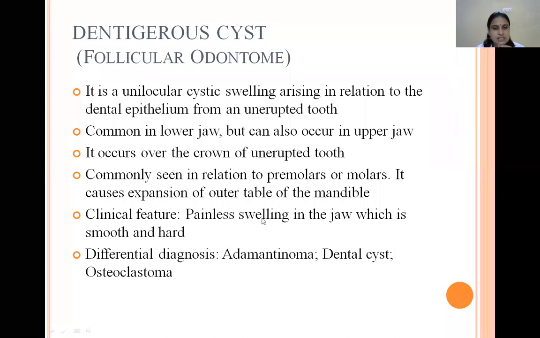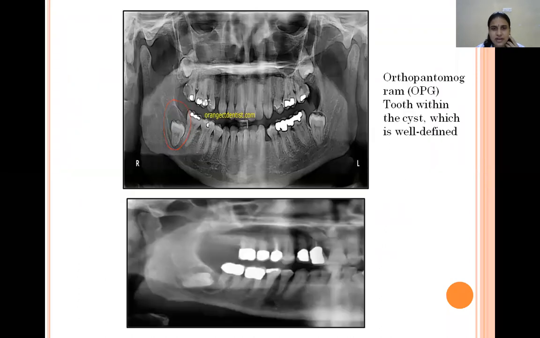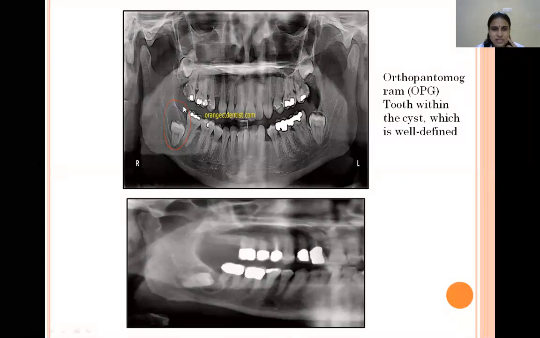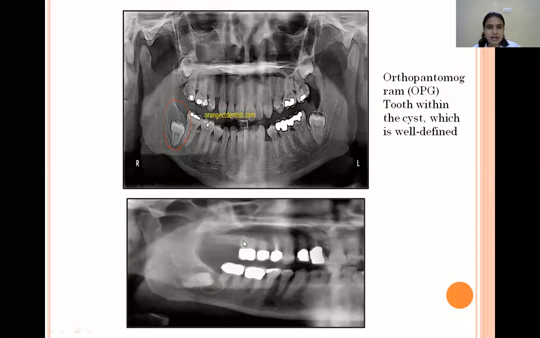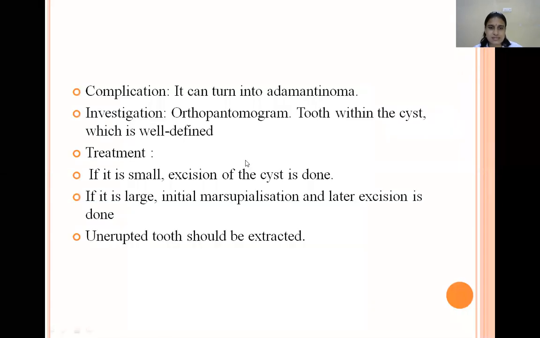The patient will present with a painless swelling in the jaw, most common in the lower jaw. If there is presence of pain, secondary infection can be suspected. On taking an orthopantomogram, OPG, nothing but an X-ray with the open mouth, you can see an unerupted tooth at the base within the cyst. This OPG is showing a well-defined, unilocular cyst with an unerupted tooth within it. So this is the important finding in OPG in case of a dentigerous cyst.